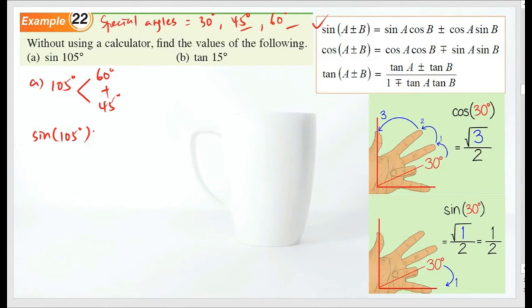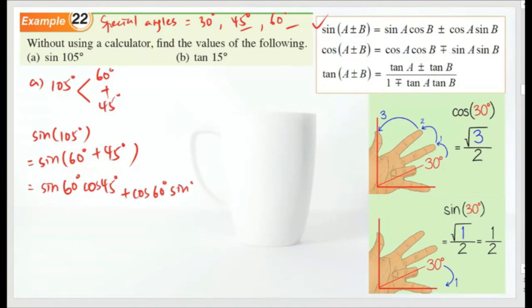Sine 105 degrees equal to sine of 60 degrees plus 45 degrees. Why? Because we don't have a calculator now. We have to find the value without a calculator. So we have to use the special angles. How to find the value for special angles? Use the left hand trick. That's what I taught you before. Okay, so we use this one. We expand it first. Sine 60 cos 45 plus cos 60 sine 45.